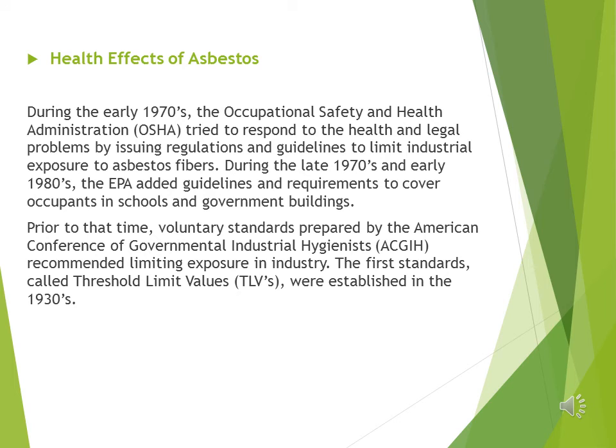During the early 1970s, the Occupational Safety and Health Administration, OSHA, tried to respond to the health and legal problems by issuing regulations and guidelines to limit industrial exposure to asbestos fibers. During the late 1970s and early 1980s, the EPA added guidelines and requirements to cover occupants in schools and government buildings. Prior to that time, voluntary standards prepared by the American Conference of Governmental Industrial Hygienists recommended limiting exposure to industry. The first standards, called threshold limit values, were established in the 1930s.